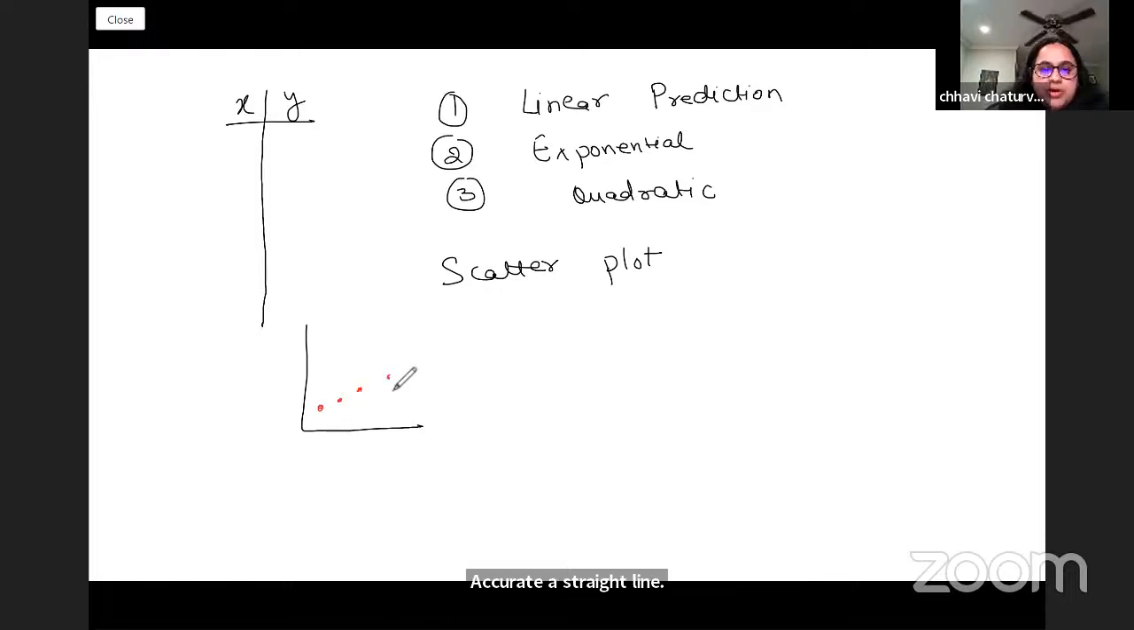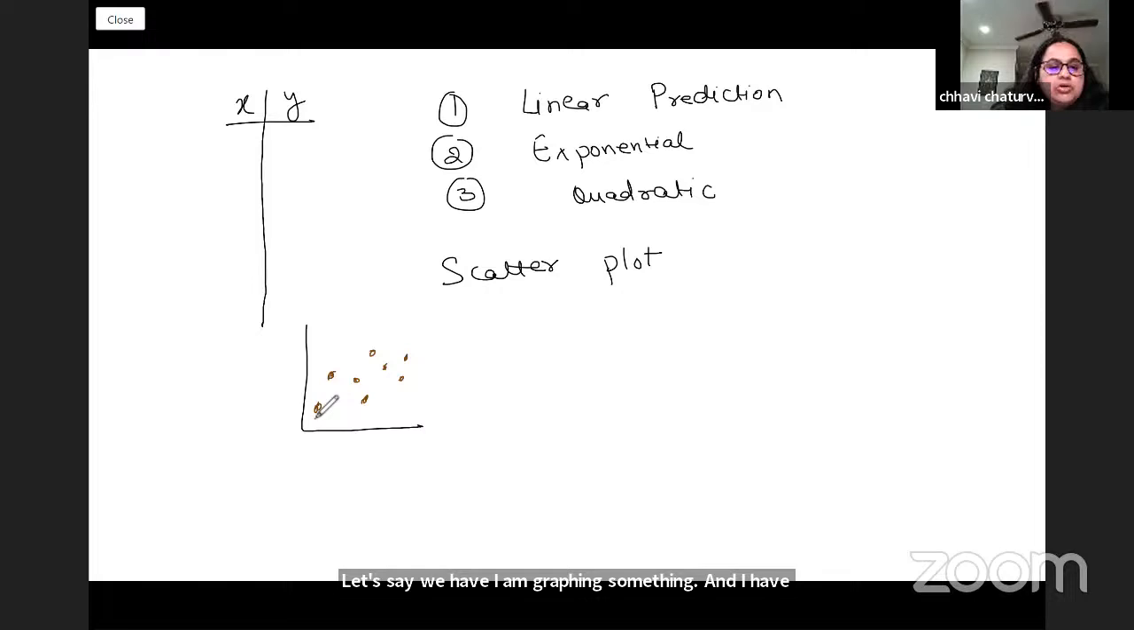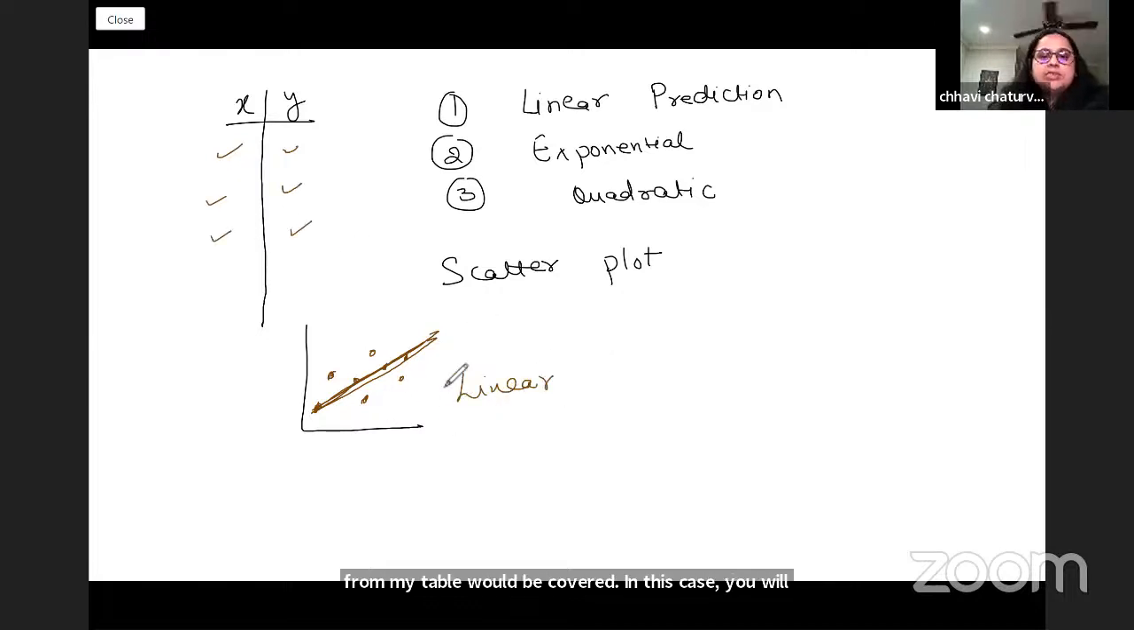Let me draw some points here. So let's say I have a data that I'm graphing. It is called the line of best fit. Now you will see that most of the points are covered by this line. If I draw a straight line, then most of the data points from my table would be covered. In this case, you will declare that the prediction is linear.